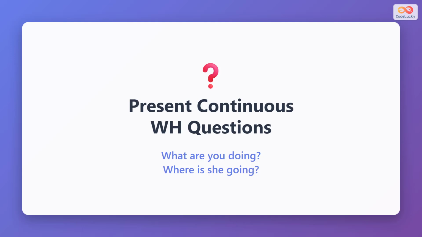Welcome to this lesson on present continuous WH questions. In this topic, we will explore how to ask questions that begin with words like what, where, who, and why using the present continuous tense. These questions help us ask about actions that are happening right now.